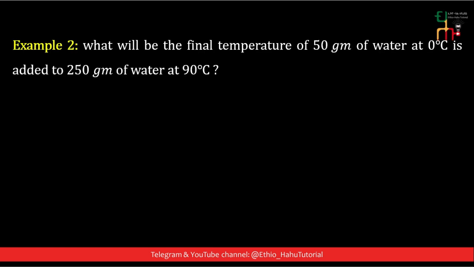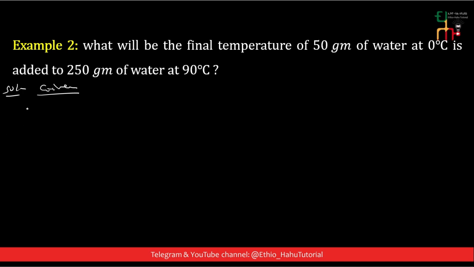When we come to the second example: what will be the final temperature when 50 grams of water at 0 degrees Celsius is added to 250 grams of water at 90 degrees Celsius? Again, given there are two systems. One is at temperature 0 degrees Celsius and the other is at 90 degrees Celsius. And if we bring these systems together, they exchange energy. The system with higher temperature loses energy, whereas the system with lower temperature gains energy.